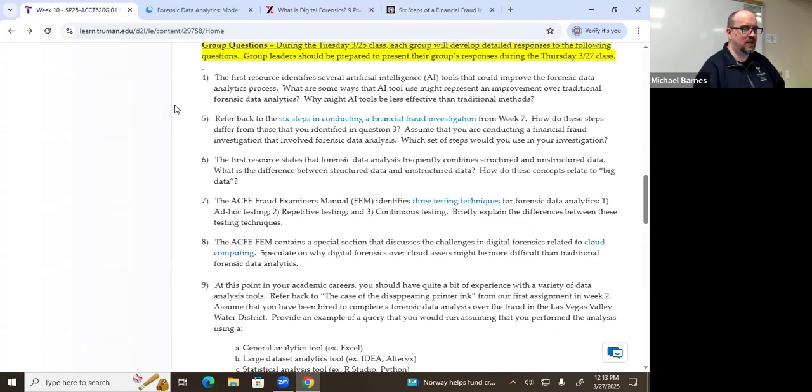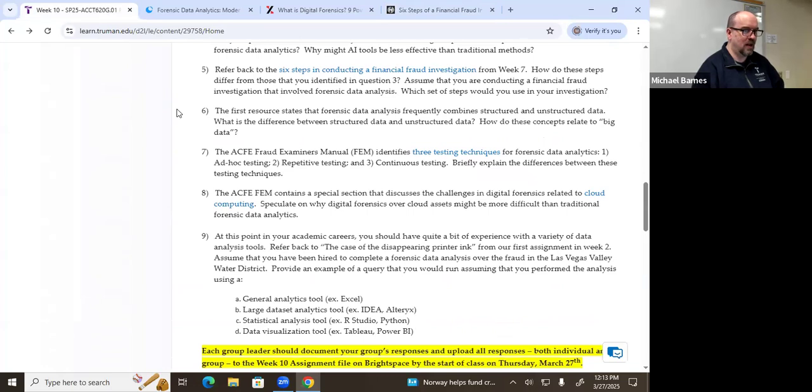So referring back to that from week 7, how do these steps differ from those we identified in question number 3? And assume that you're conducting a financial fraud investigation that involves forensic data analysis. Which set of steps would you use in your investigation?